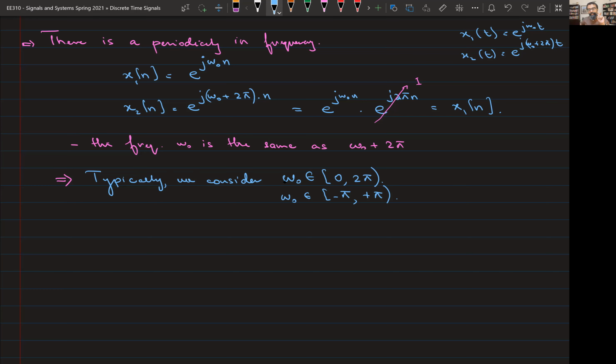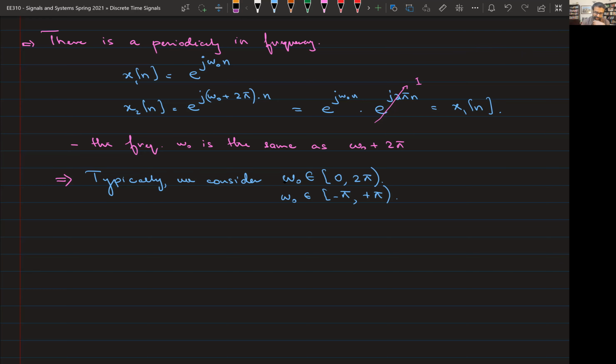No, I'm not saying anything about t here, right? So there's a difference here. Yes, there's periodicity in continuous time with respect to time, but what I'm talking about is periodicity in the frequency. Now frequency omega naught and frequency omega naught plus 2 pi are equal. So that's slightly different. Not slightly, but completely different.